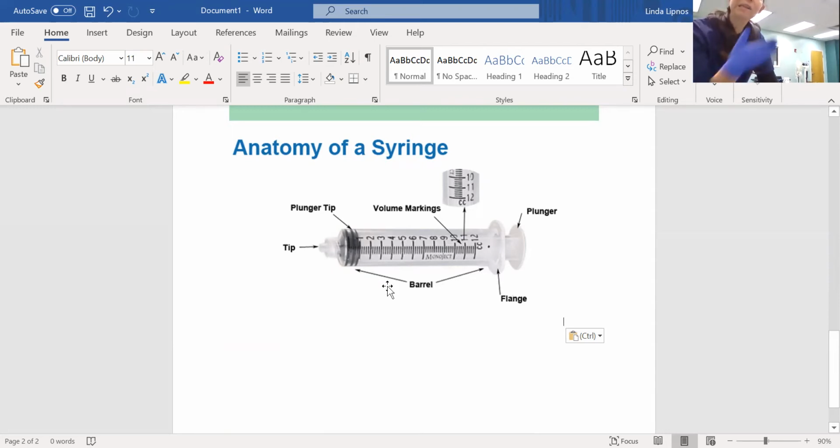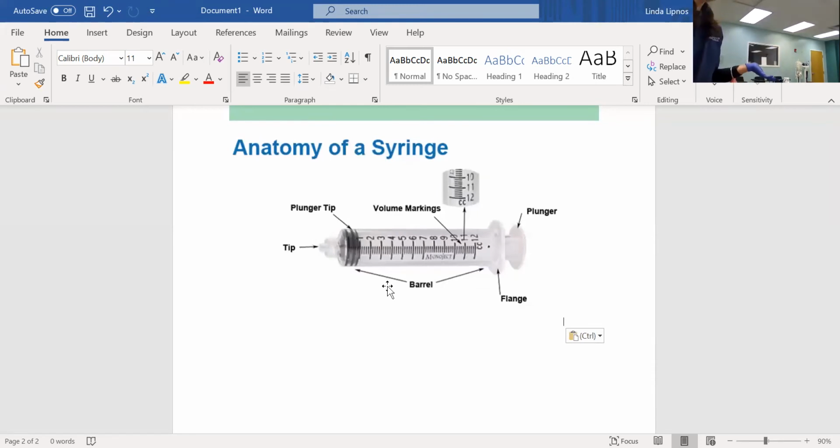So you're going to need to know this because they may ask you a question in your CCMA questions, and you may use this terminology. So if you understand the parts of the syringe, then you should be able to understand how to give an injection or what they're asking in that question.